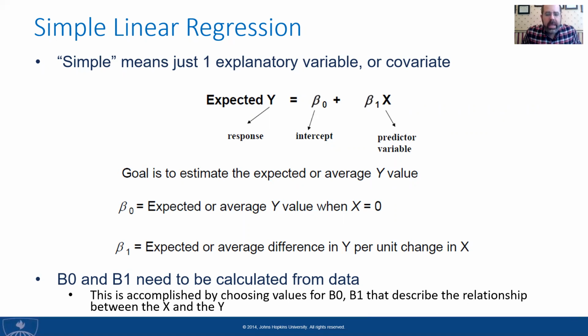The parameters beta naught and beta 1 need to be calculated from data. And these are calculated by choosing values for beta naught and beta 1 that describe the relationship between the X and the Y. And your computer program will choose these values for beta naught and beta 1. This is what your statistical software will do.